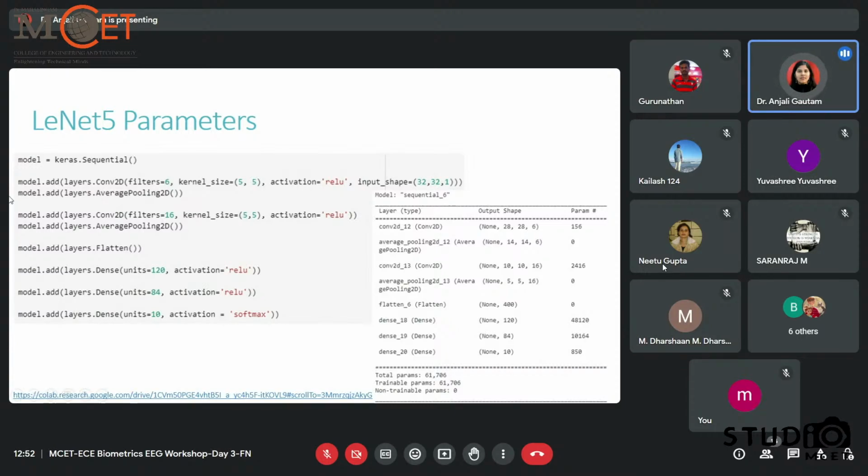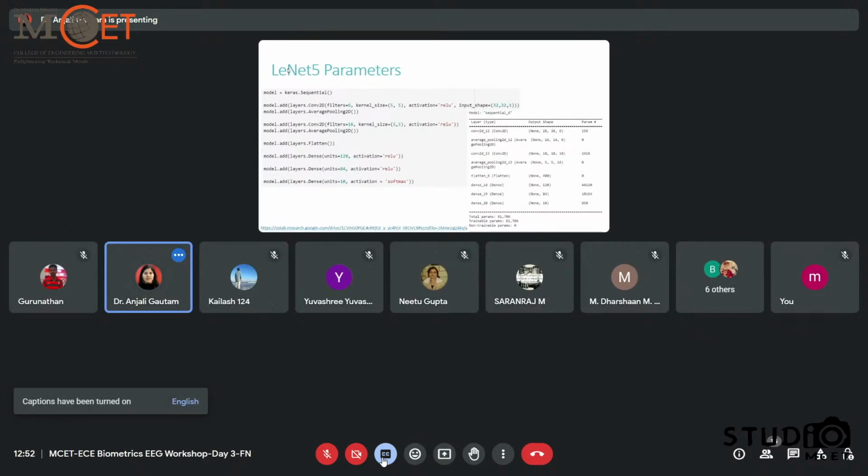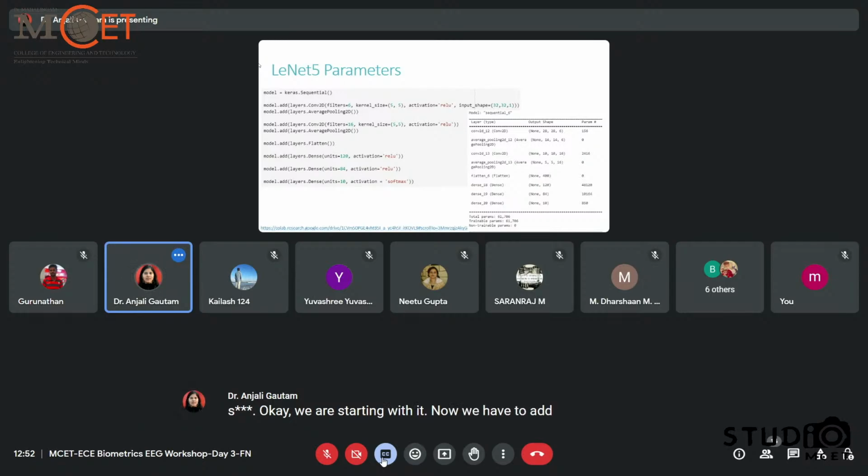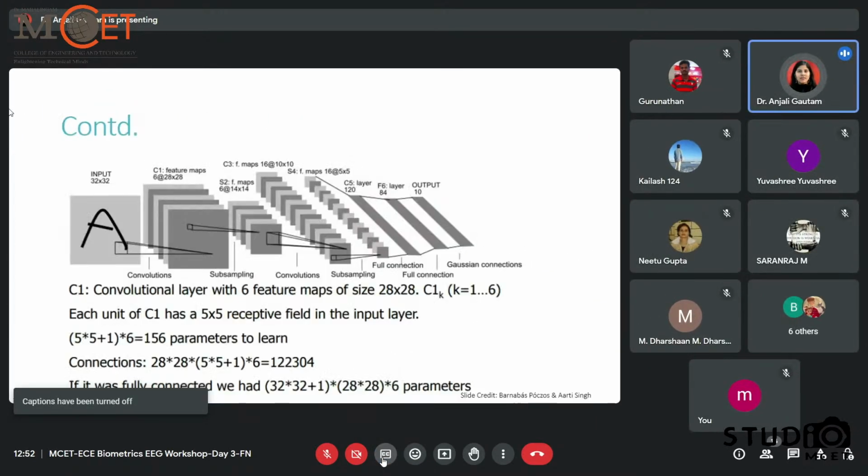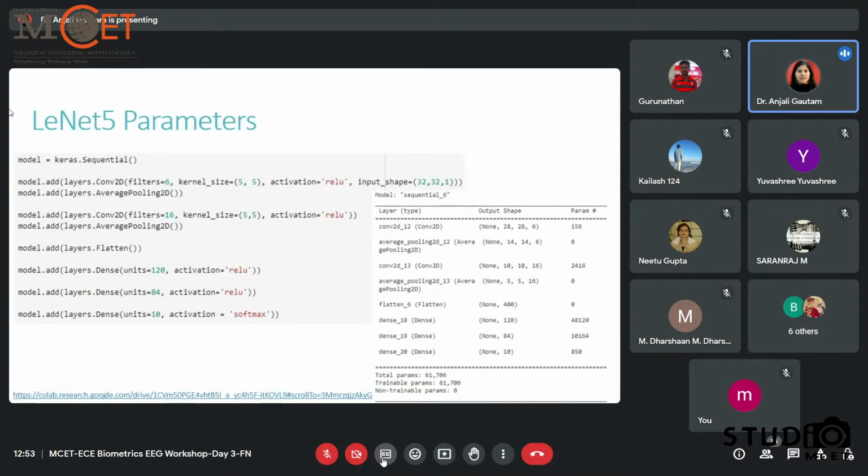So in the sequential architecture, this is just the code present in Keras. In Keras, we have to install the Keras libraries. So model is equal to Keras.Sequential. Okay, we are starting with it. Now we have to add all the layers. So we know what layers we have. The first one is the convolution layer. So the first convolution layer is there.